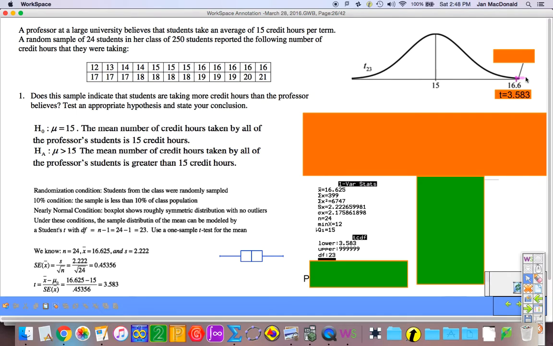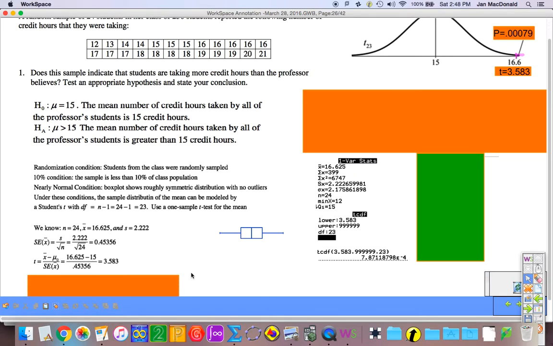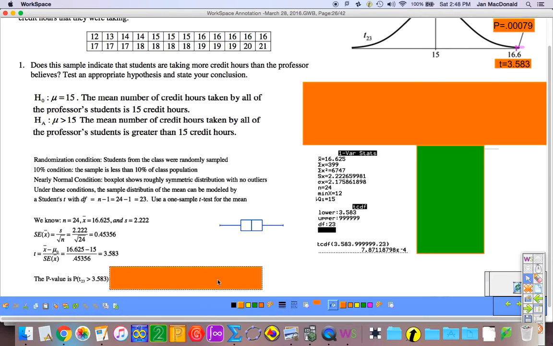And again, we know that this p-value is very, very small. That p-value is actually roughly 0.00079. This is what it would look like in our calculator: 7.87 times 10 to the negative fourth. That is a very small p-value. And this is what it would look like using notation. The probability of t with 23 degrees of freedom being greater than 3.583 is equal to 7.87 times 10 to the negative 4, which is approximately 0.00079.